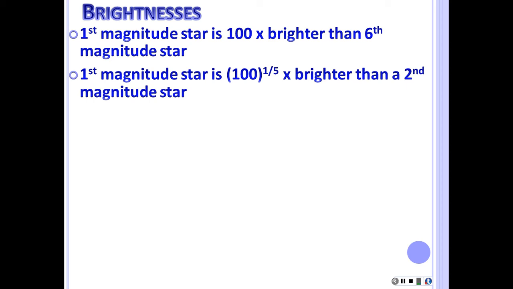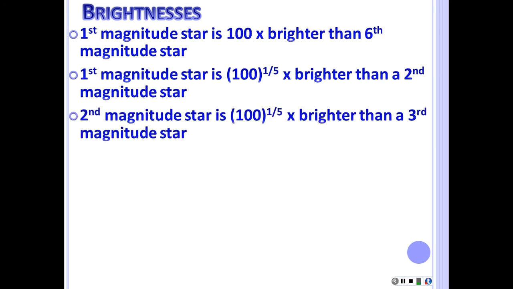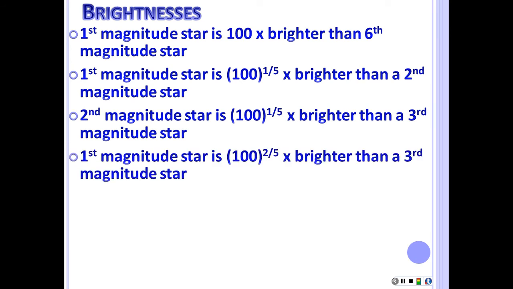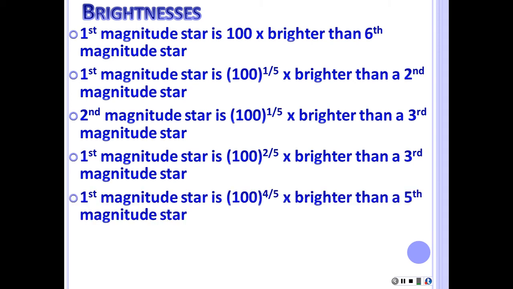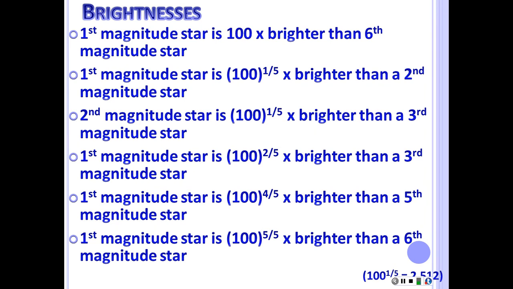And because it's this logarithmic scale, what we get is that then we need to divide it into 5 units. So we have that the first magnitude star is 100 to the 1/5 times brighter than the second magnitude star. And the second magnitude star is 100 to the 1/5 times brighter than the third magnitude star, and so on. So then your first magnitude star is 100 to the 2/5 brighter than the third magnitude, and your fifth magnitude star is 100 to the 4/5 less bright than the first magnitude star, and so on. And so following this pattern, the first magnitude star is 5 over 5, so 100 times brighter than the sixth magnitude star.